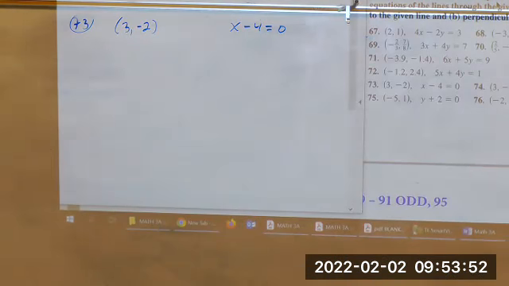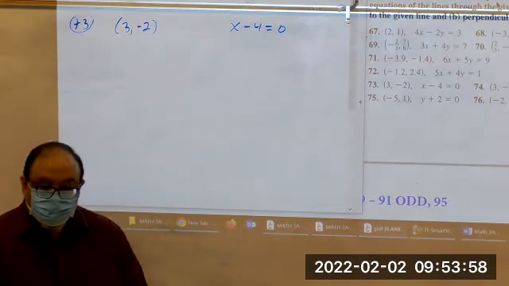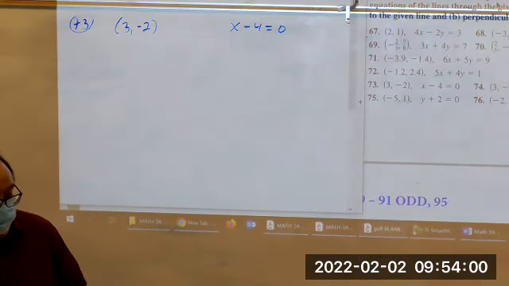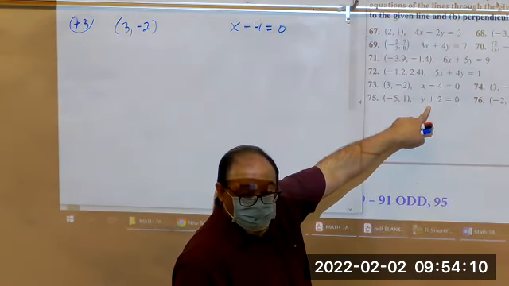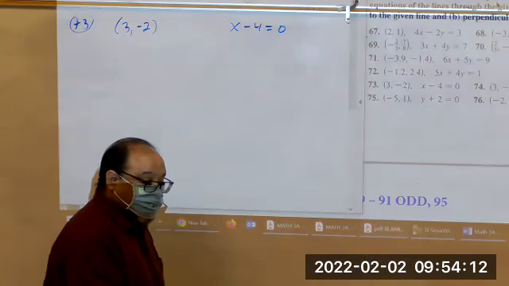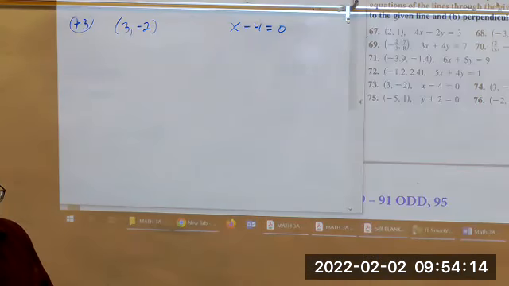But when you go to do the work to find the slope of the other line, you don't have a y. When you only have an x, it's a special case. And in number 75, you don't have an x, you only have a y. If you only have an x or only have a y, those are special cases. The special cases are the horizontals or the verticals.